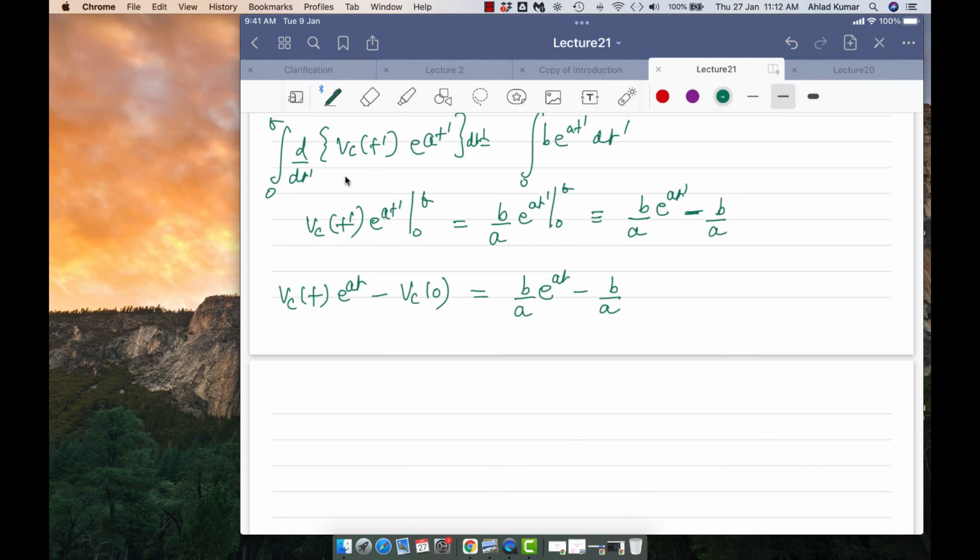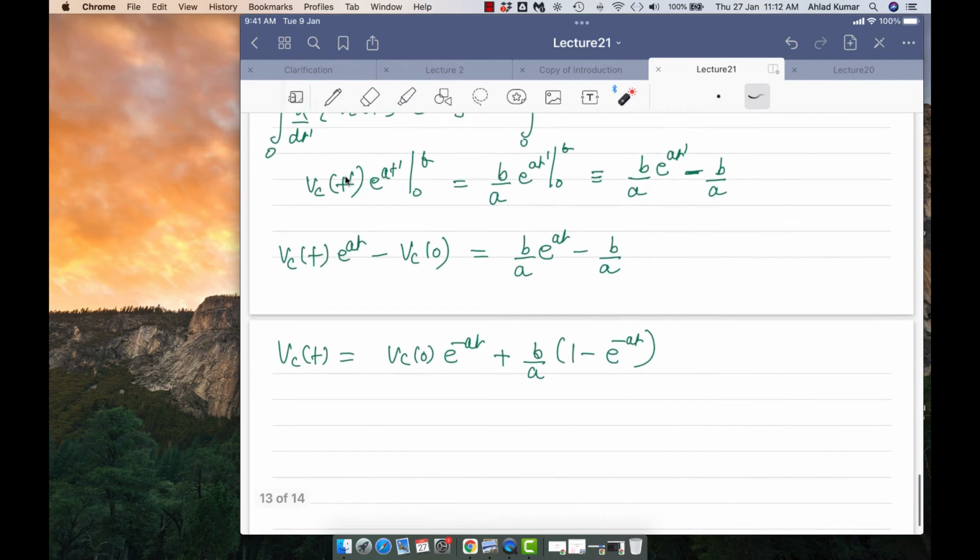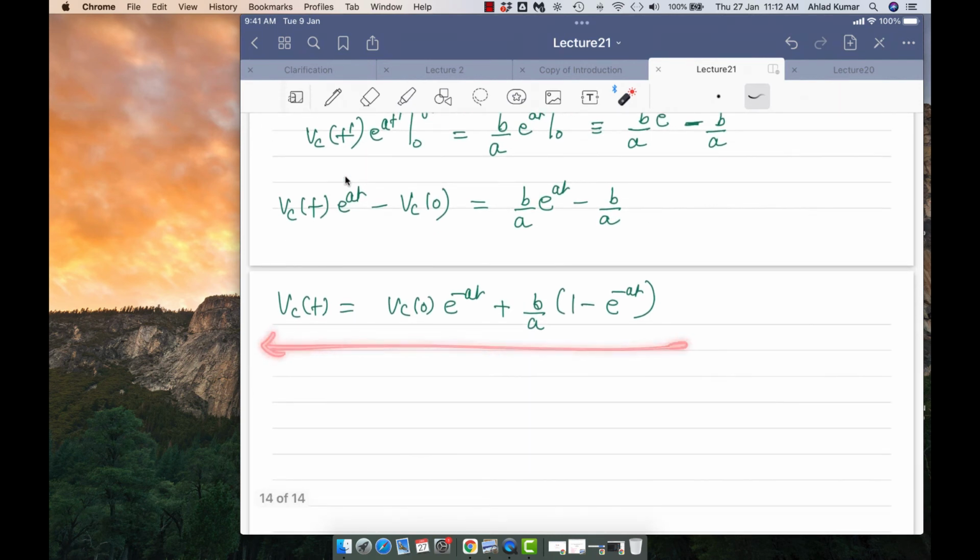So what we can do now, if I want to go for calculating the values, is let me write it again in a more proper way. So it is Vc(t) is equal to Vc(0) e to the power minus At plus B by A times 1 minus e to the power minus At. This is just the rearrangement of the terms. Basically, I am taking this Vc(0) to this side and dividing the left and right by e to the power At. So once you do that, you will get this answer. It's just the manipulation of the terms.